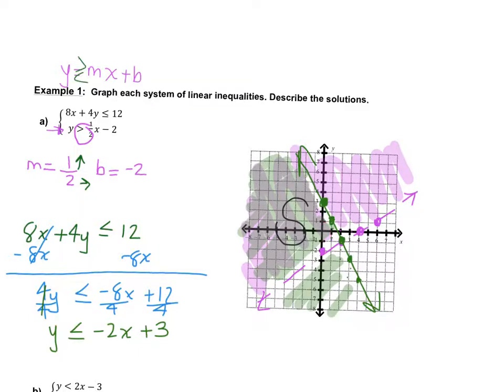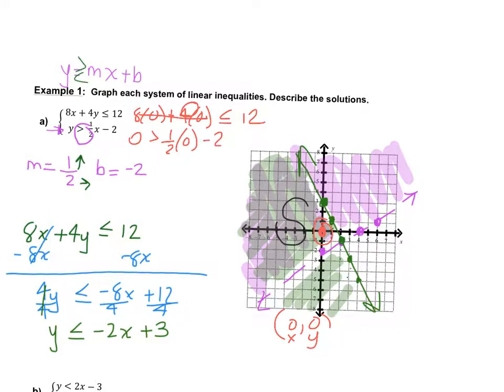So if we were to check our work, let's say that we were to pick this point right here, which is the origin. That's part of the shaded area. So it's (0, 0). Let's see if it works for both. If we substitute 0 for x and 0 for y into the top equation, you would get 8 times 0 plus 4 times 0 should be less than or equal to 12. And indeed, this becomes 0, which is less than or equal to 12, so it's a solution to the top one. And for the second one, 0 is greater than 1/2 of 0 minus 2. Well, 0 is greater than -2, so we know that it satisfies that as well.